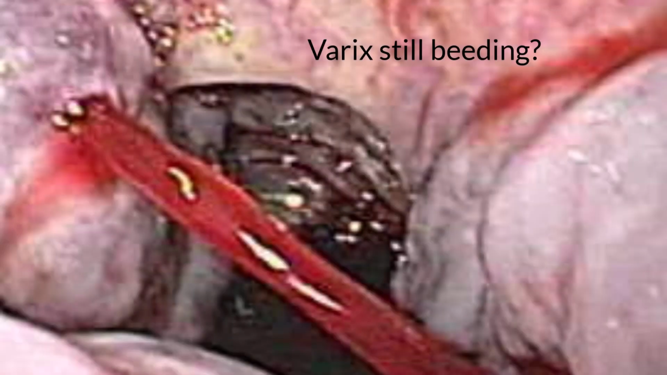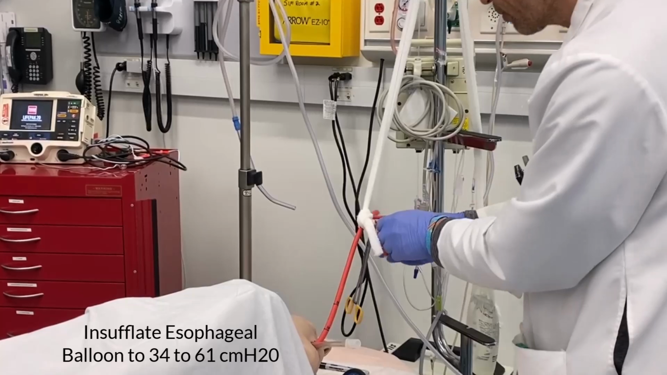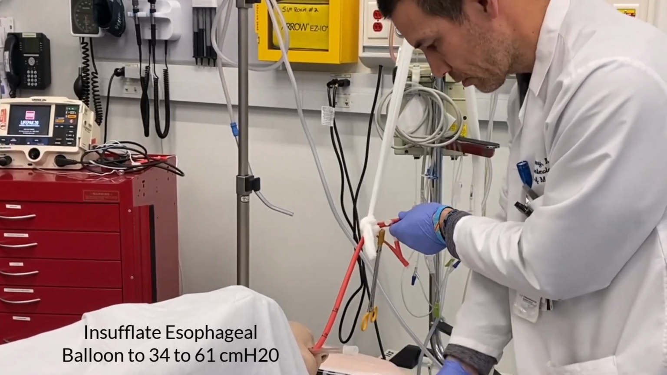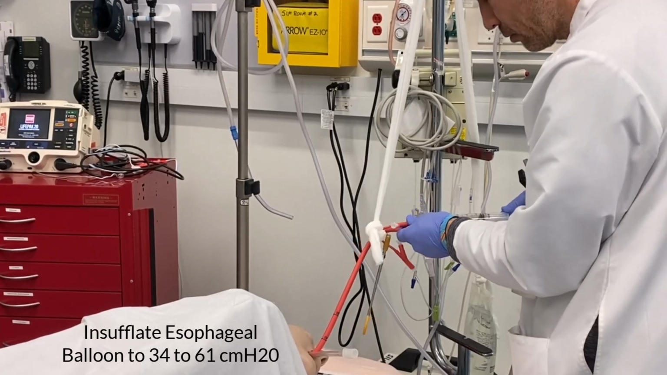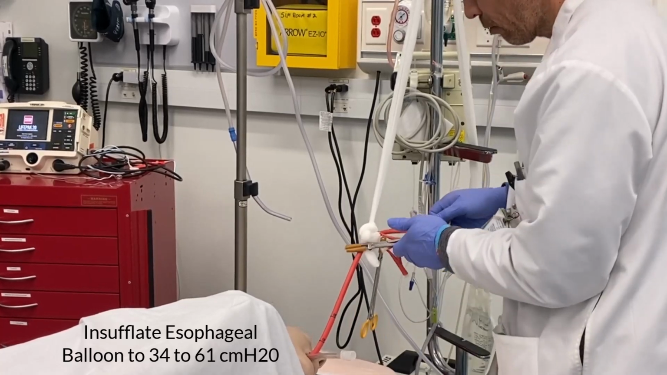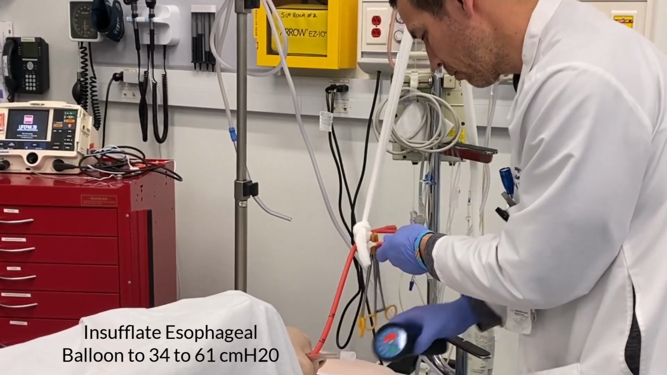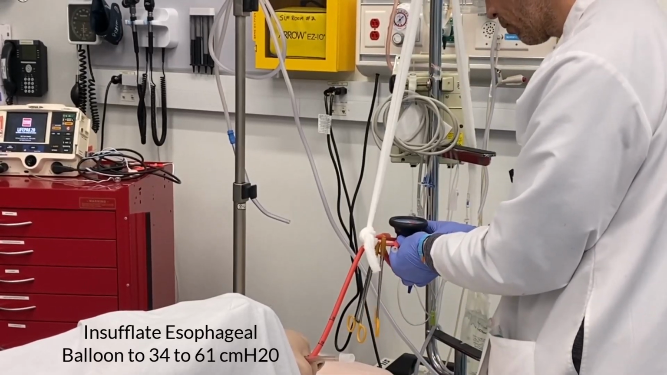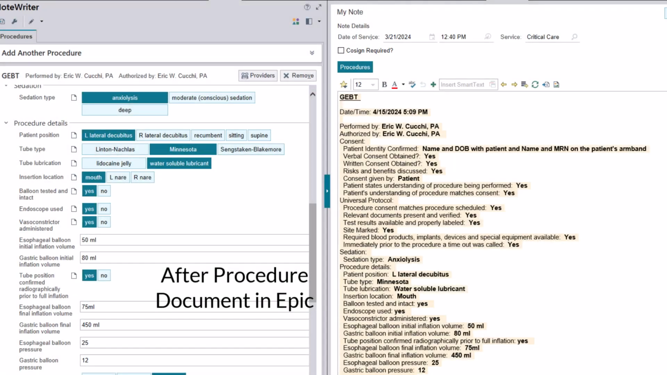If bleeding continues, then the esophageal balloon should be inflated. You will need to inflate the esophageal balloon up to 34 centimeters of water and check for hemostasis. If bleeding continues, then you can continue to increase the pressure within the esophageal balloon incrementally up to 61 centimeters of water. The lowest esophageal pressure that is required to maintain hemostasis is the pressure that should be used. If the hemorrhage is now under control, then the procedure is completed, and documentation should be done within Epic.